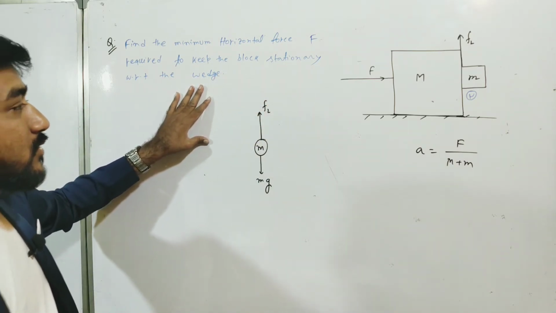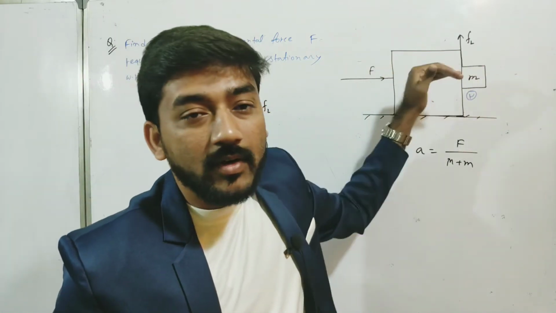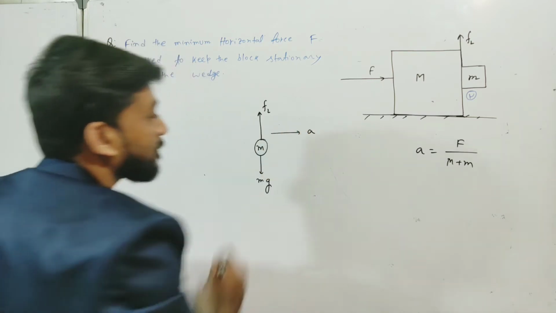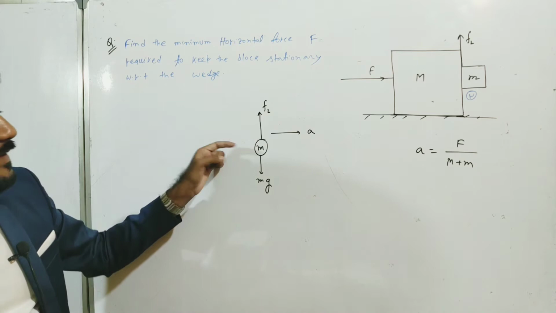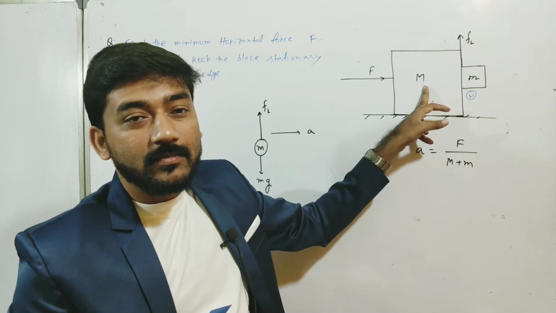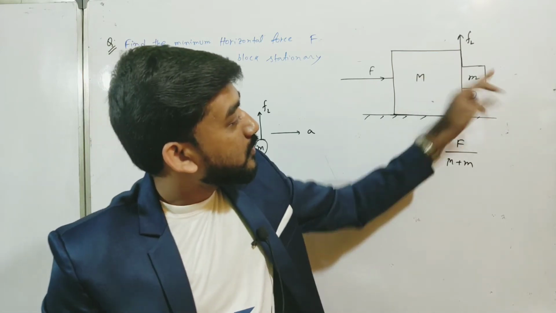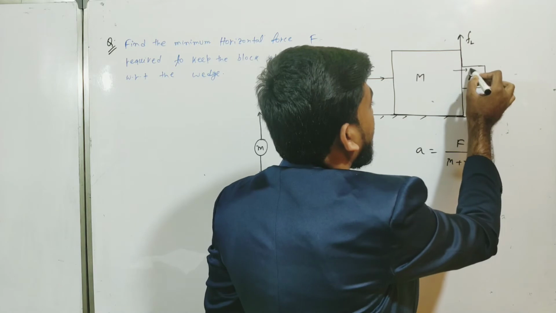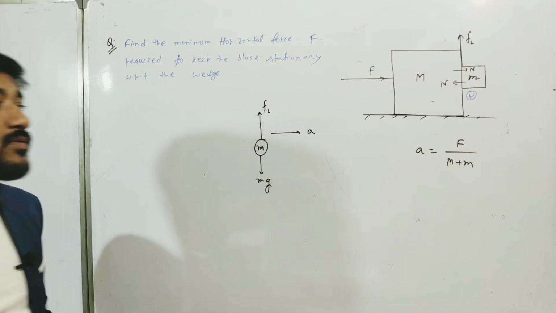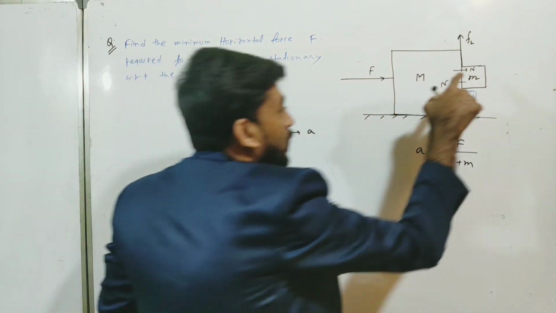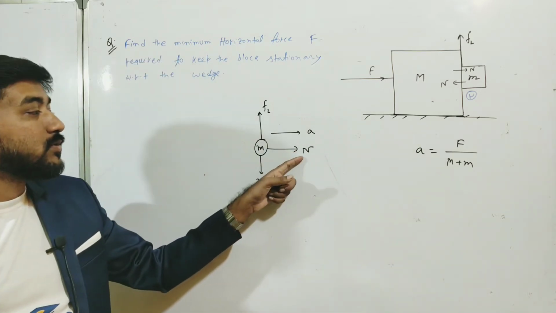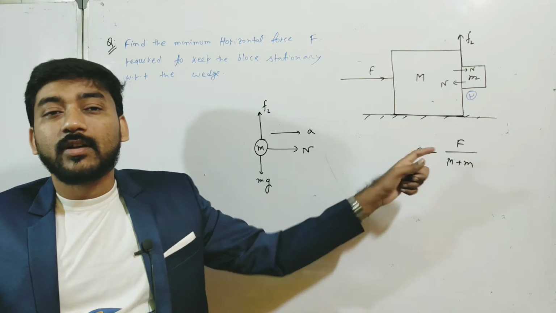The block is moving along the forward direction, so obviously the acceleration will be along this direction. And what are the forces acting along the horizontal direction? Obviously capital M will give a force on small m. Let me take this as N. Small m will also react with the same force N, as an action-reaction pair. So on the block small m there is a force N along the horizontal direction, and due to this force the block will be moving forward.